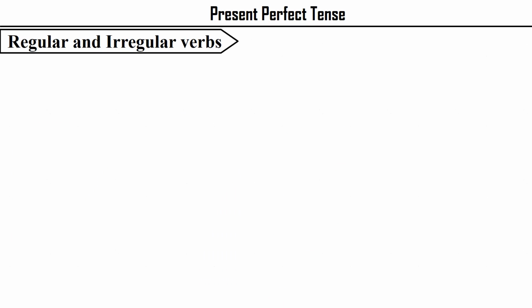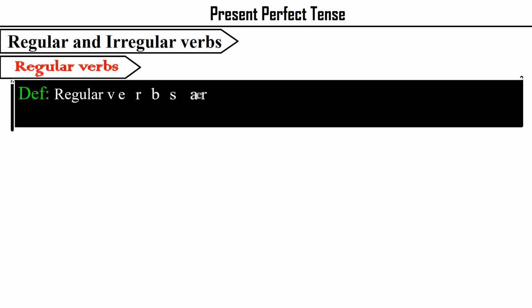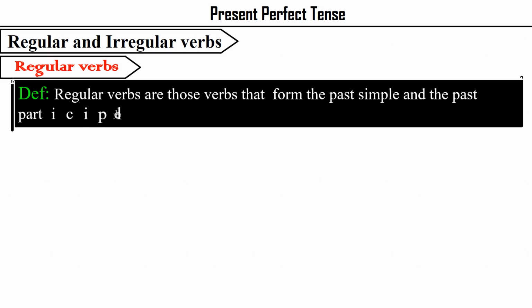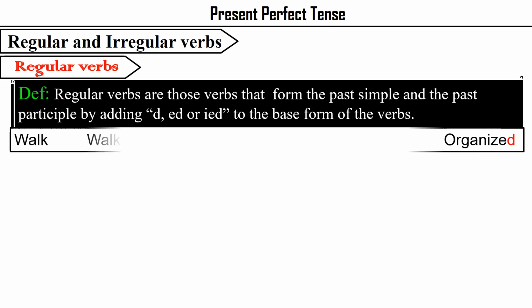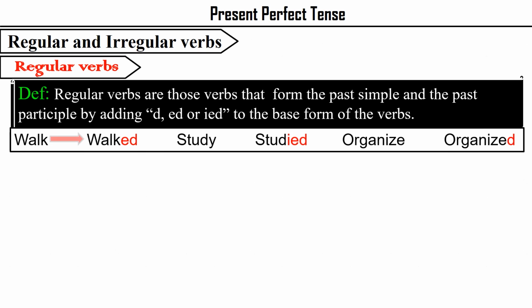Regular and irregular verbs. In the present perfect tense, we need to know regular and irregular verbs. Regular verbs are those verbs that form the past simple and the past participle by adding d, ed, or ied to the base form of the verbs. For example, walk becomes walked, the second and the third form. Study becomes studied, the second and the third form. Organize becomes organized, the second and the third form of the verb.